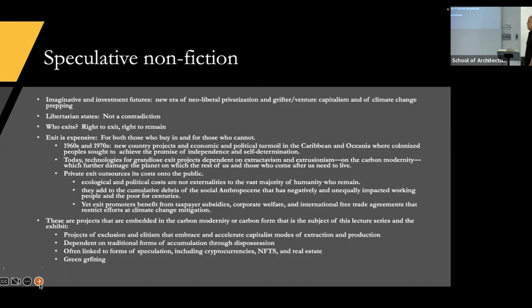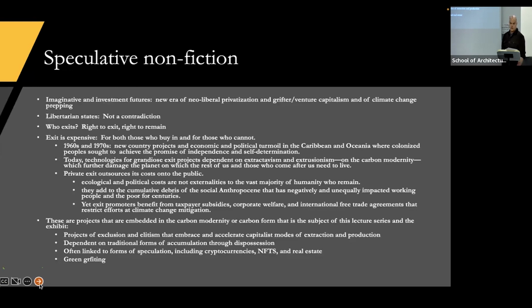Okay, just very quick, I'll wrap up here. Speculative nonfiction. This is a kind of thinking about speculation and futures in both the economic sense and the imaginative sense. A kind of new era of neoliberal privatization, grifter venture capitalism, and climate change prepping, right? From bunkers to private islands to outer space and so forth. Libertarian states is not a contradiction, something I tried to mention earlier. And then you have the question of who gets to exit.